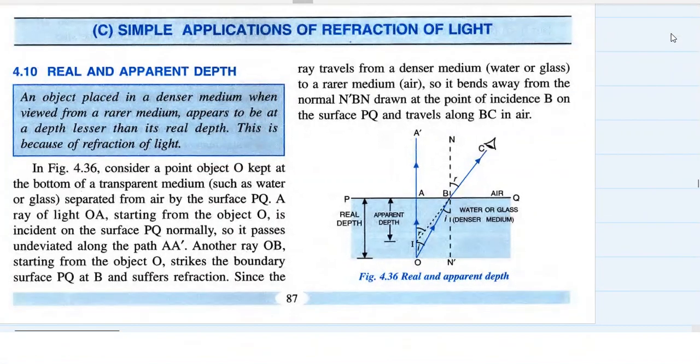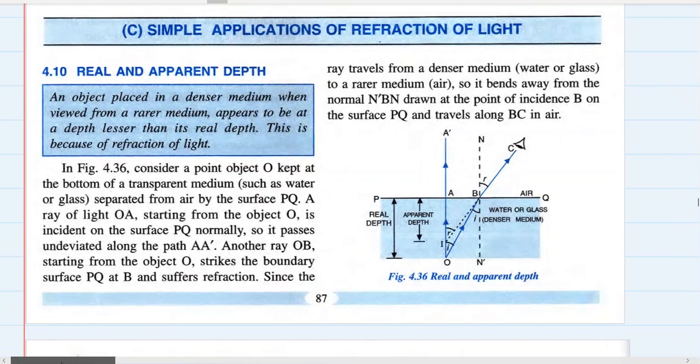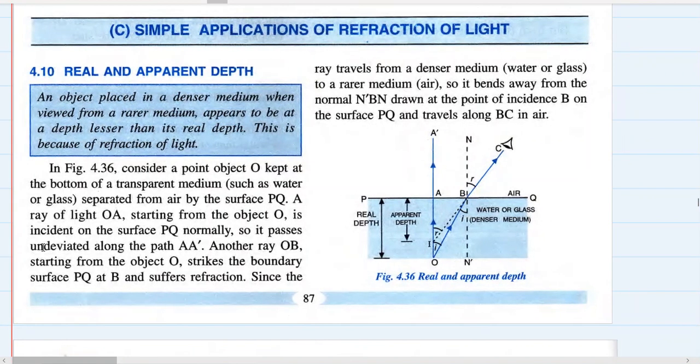Physics Chapter 3, Refraction at Plane Surface, Part 3. This is a simple application of refraction of light. So here we are going to study about real and apparent depth.